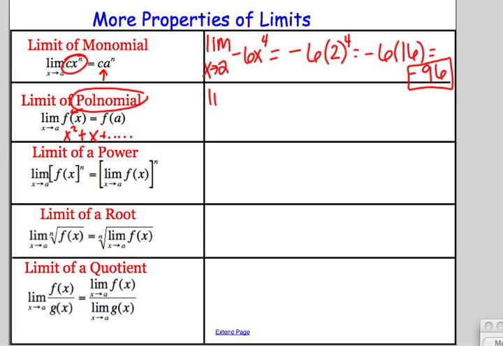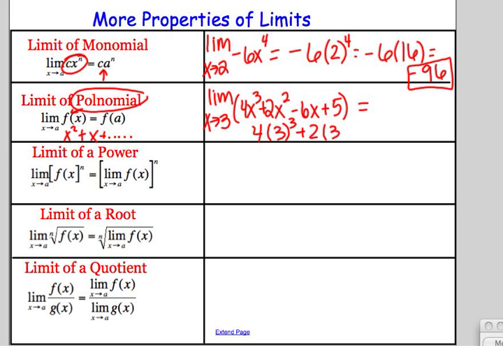The limit as x approaches 3 of 4x cubed plus 2x squared minus 6x plus 5. So now all we have to do is take that 3 and put it in place of all the x's. If I follow the order of operations correctly, I should get 113 as an answer.